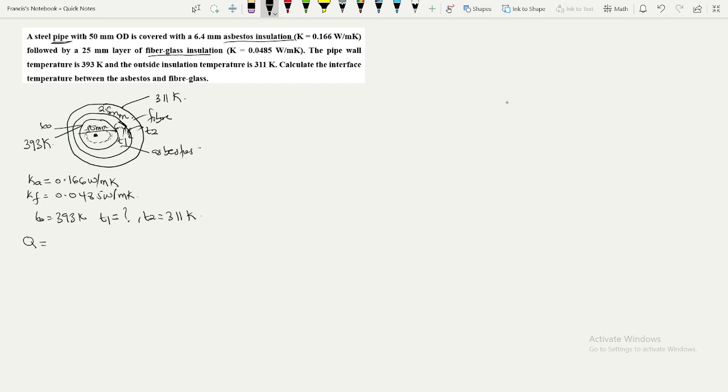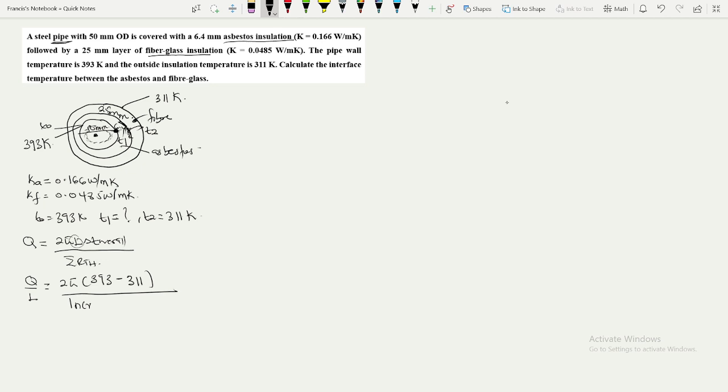So our Q is equal to 2 pi L change in T overall, all over the summation of the resistances. We don't have knowledge about the length, so we can find our heat per length equals 2 pi times change in T overall. We are looking at this portion to this point, so 393 minus 311 all over... Now the heat transfer from this point to this point is by conduction, right? So for cylindrical geometry, we establish length R.